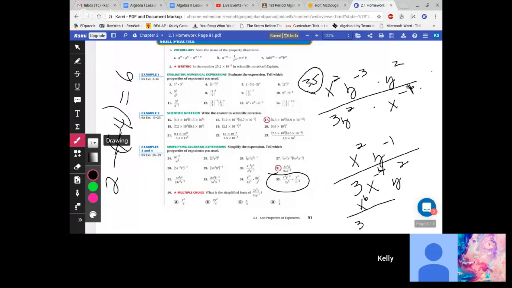And then the last part of that is I've got negative 1 minus 2. So that's going to give me y to the negative third, which keeps it in the denominator. So this is the final answer for that one: x to the 6th over 3 times y to the third.